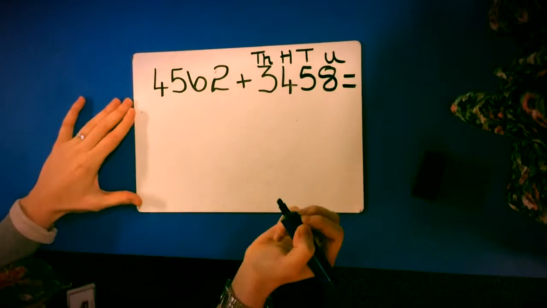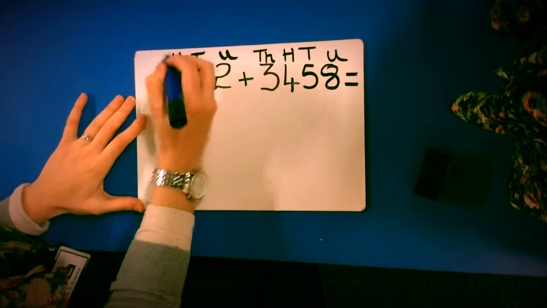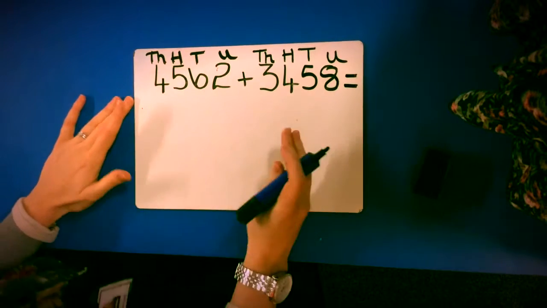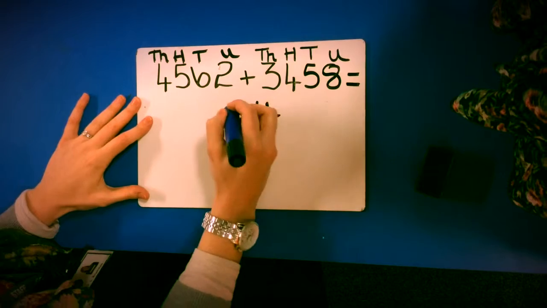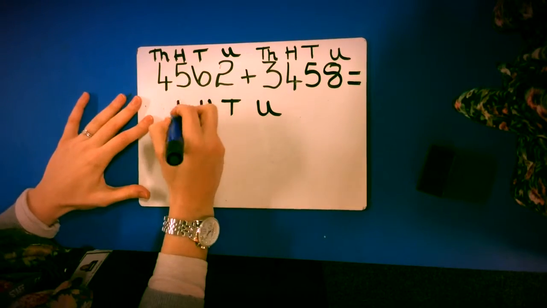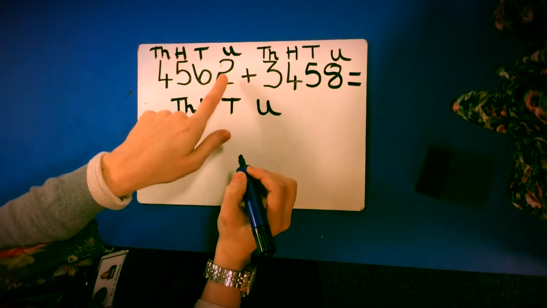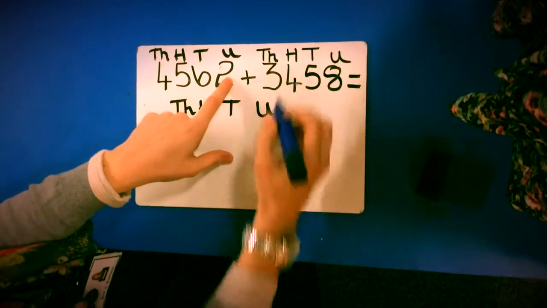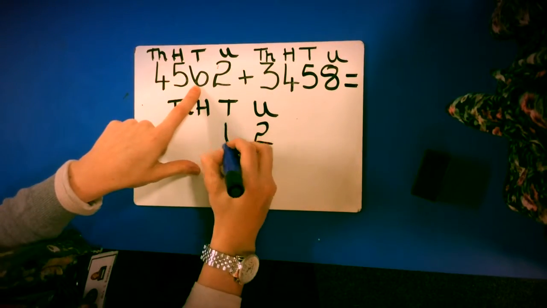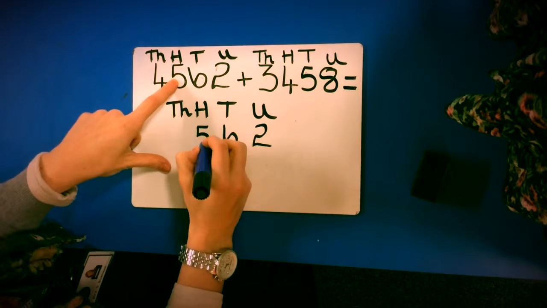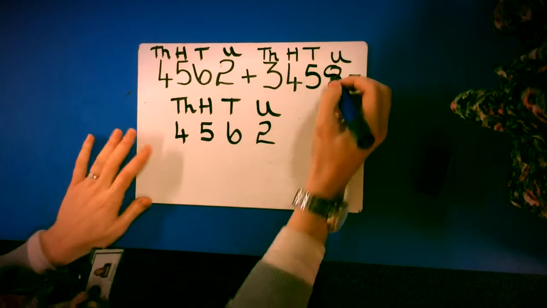And this is to reinforce their place value knowledge, but also to make sure when the children are setting up the calculation that they line up their columns and put the right digit in each column. So we're going to do that now. I would have a little look at my first number, identify the 2 is my units, and I would put that under the units. Same for the 6 is in the tens, the 5 is in the hundreds, and 4 is in the thousands. And then the same for the second number.